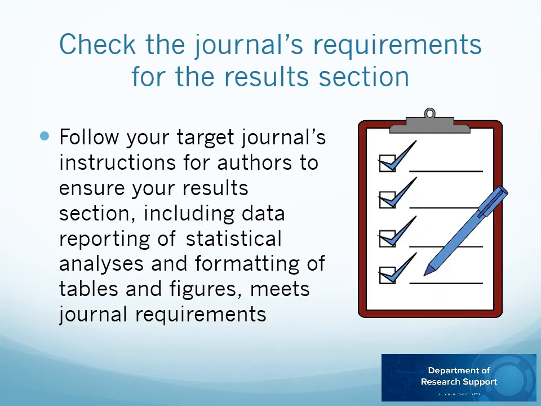Finally, make sure to check the requirements of your target journal for correct formatting of the results section and of your tables and figures. If the journal has specific instructions about how to report your numerical data, make sure you write your results following those instructions. For example, p-values and mean and standard deviation outcomes can be reported in several different ways. So verify that you are reporting these outcomes as instructed by the journal.